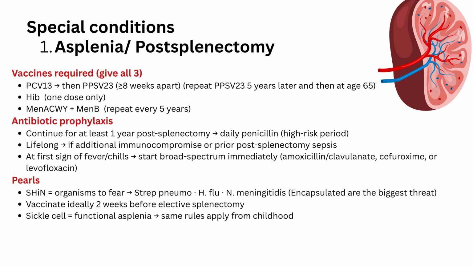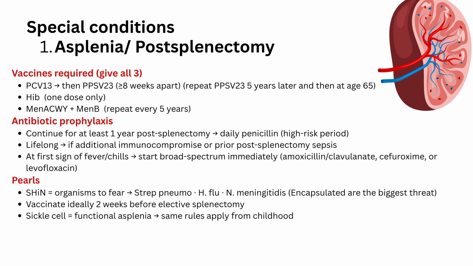Now let's talk about special populations, starting with post-splenectomy patients. These patients need very specific protection because the spleen plays a key role in clearing certain bacteria. First, let's go step by step with vaccines. They should receive the pneumococcal vaccine, specifically PCV13 first. Always remember 13 before 23. After that, they receive PPSV23 at least 8 weeks later.